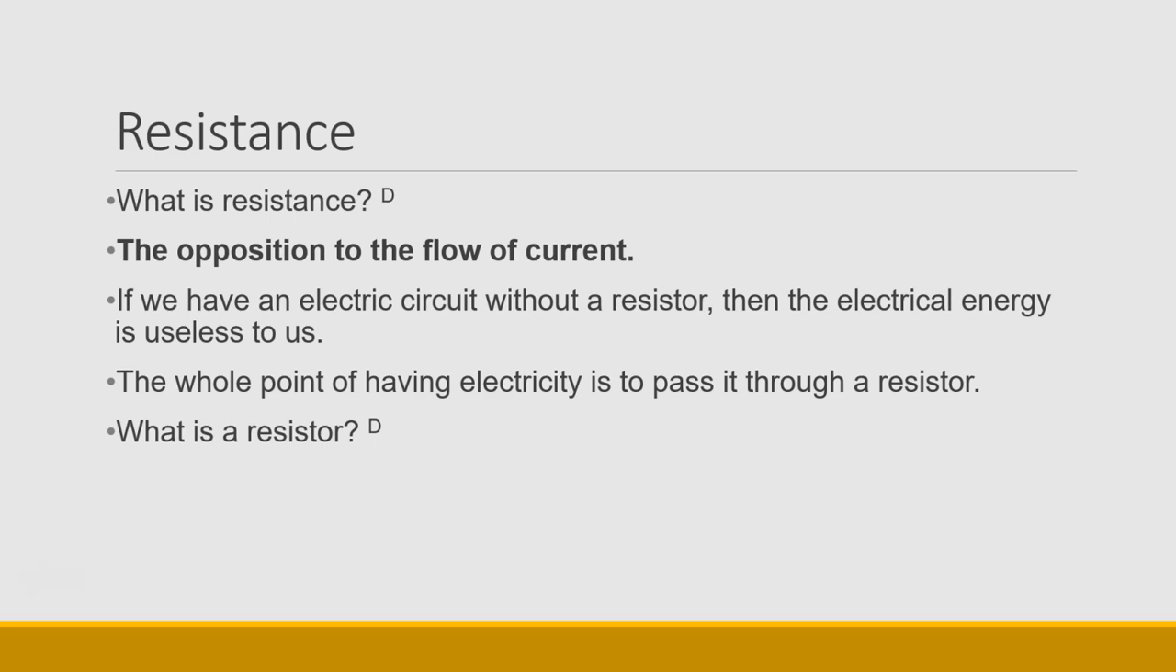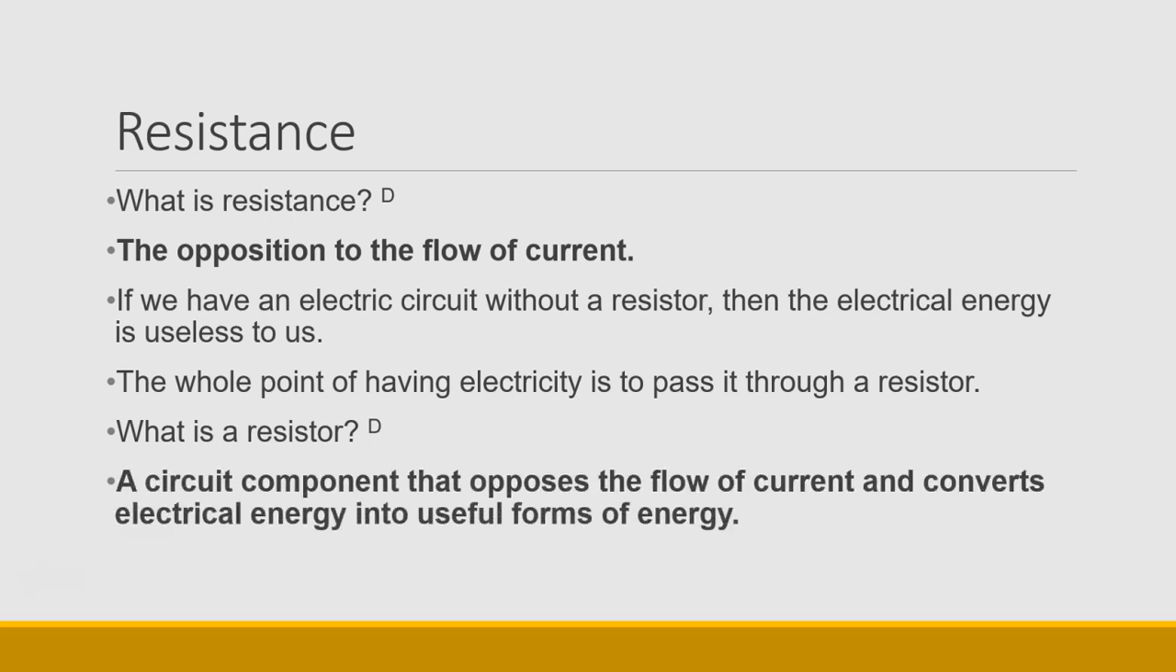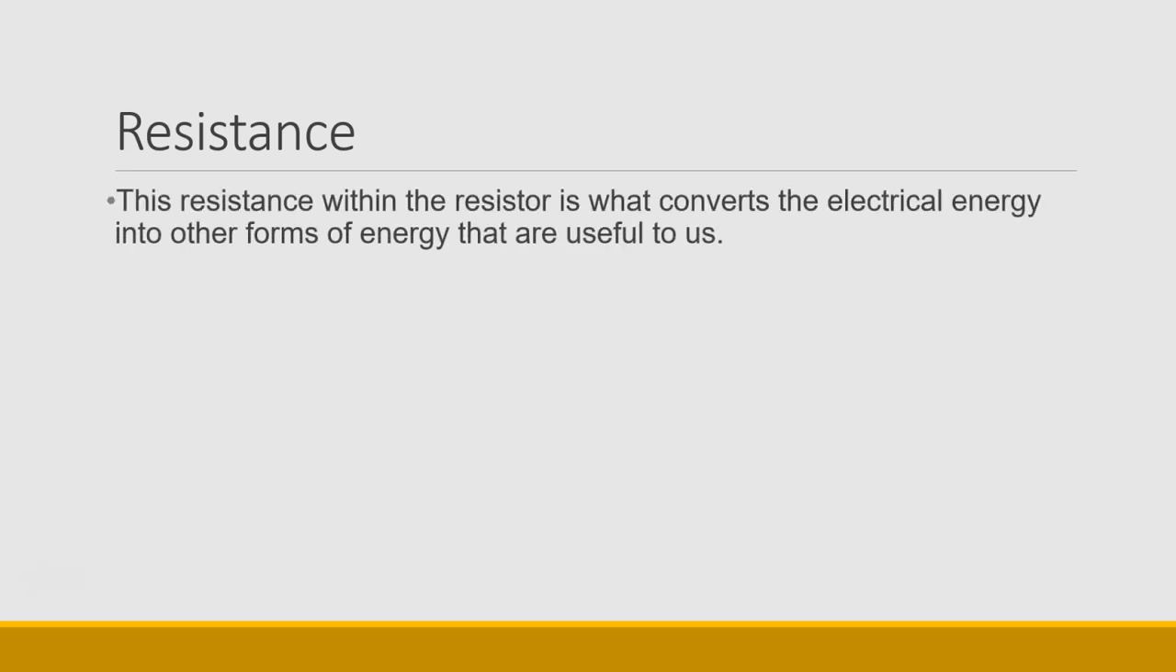And what is a resistor? Well, that's a special circuit component that has high resistance, meaning that it opposes the flow of current. And through this opposition to the flow of current, it converts the electrical energy in the moving current into other useful forms of energy. This resistance within the resistor is what is responsible for converting the electrical energy into other energy forms that are useful to us.